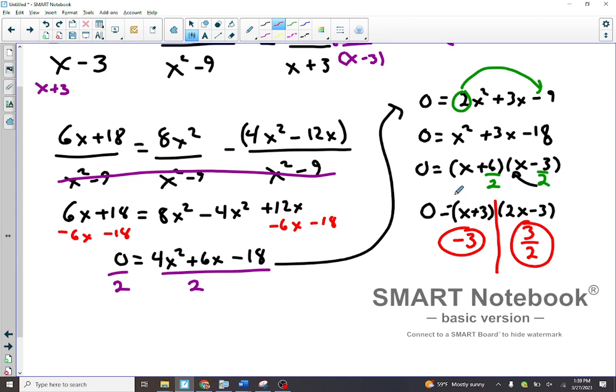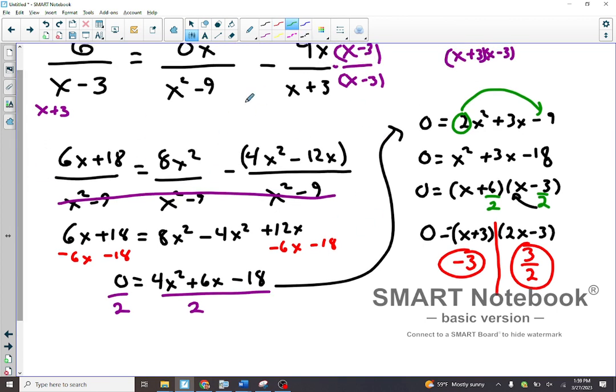Now, very important thing. You have to check for extraneous solutions. In this case, negative 3, if I plugged it in here, what would happen? It would cause the bottom of a fraction to be 0. If it causes the bottom of a fraction to be 0, it's not a valid answer. So make sure you cross that out or indicate that's not an answer. Your only acceptable answer is 3 over 2 in this case. Remember, you check by just checking if it causes a 0 on the bottom. Negative 3 will cause a 0 on the bottom.